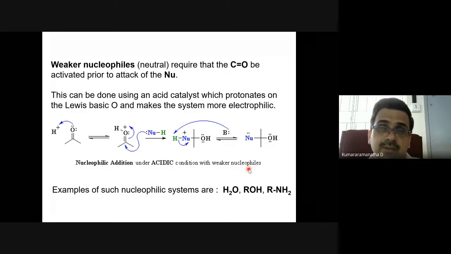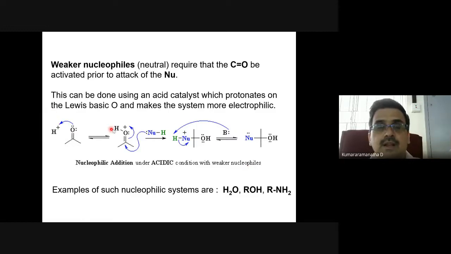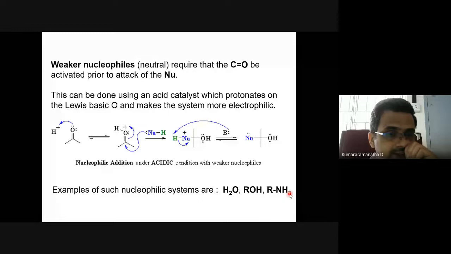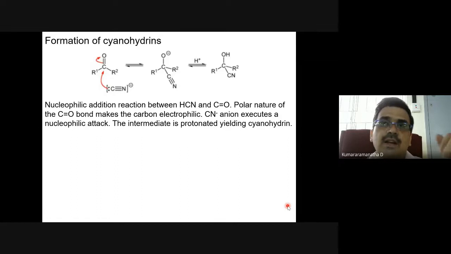So we have taken examples of a stronger nucleophile and a weaker nucleophile. Remember, whenever you have a nucleophile, either the charge will play an important role or the lone pair of electrons will react towards the corresponding intermediates. There are several examples of such nucleophiles, like water, alcohol, and amines. I think these are very familiar because they do not possess any charge.